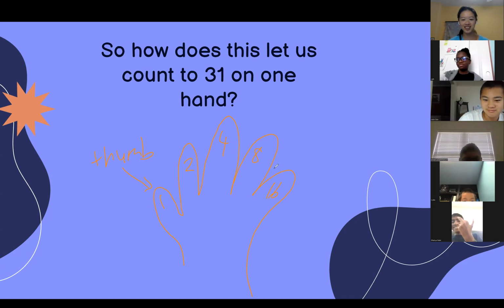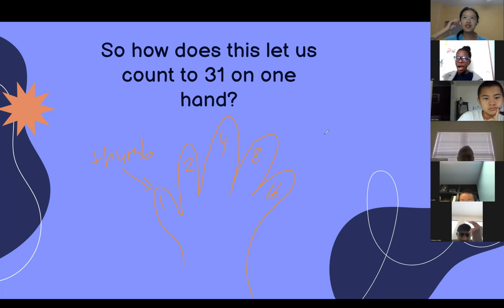Okay, how would you make 6? Yeah, middle finger and pointer. So this is easy to make. And how would you make 7? Yeah, we would use all 3 of these fingers. So the first 3 fingers.